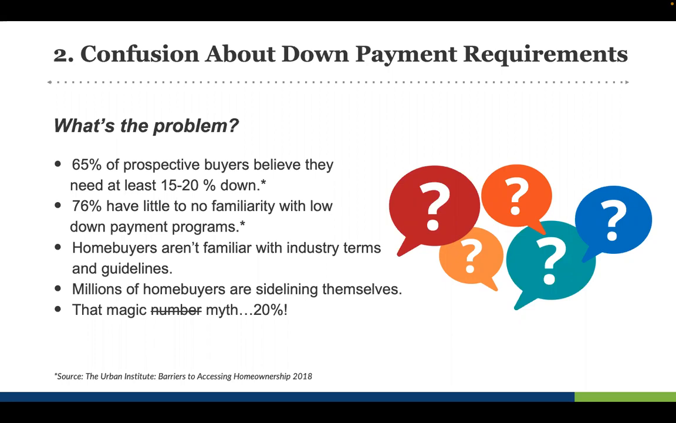And then, of course, home buyers, especially first-time home buyers, are not familiar with industry terms and guidelines. Think about mortgage insurance and stuff like that, right? Millions of home buyers then end up sidelining themselves because, if nothing else, they just think they have to have 20% down. They believe that's a hard and fast rule. That's part of the problem here.